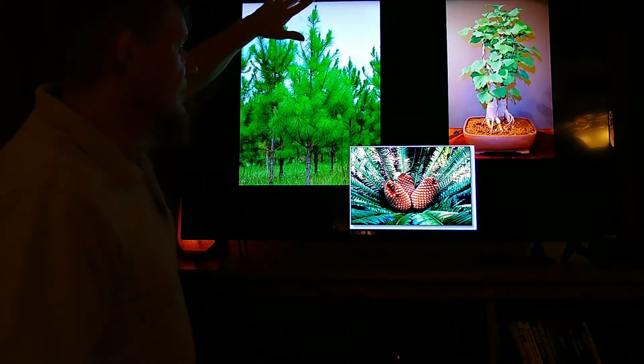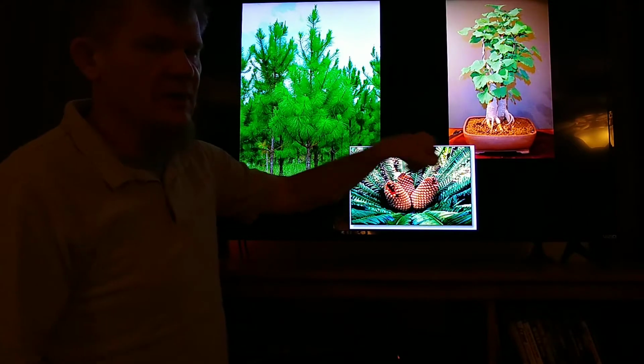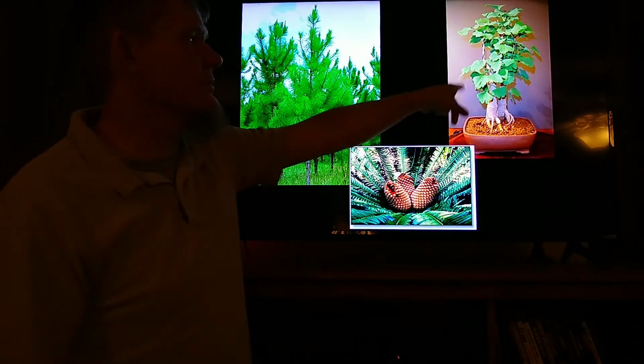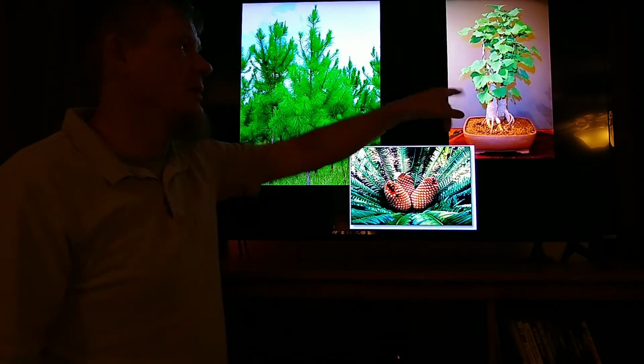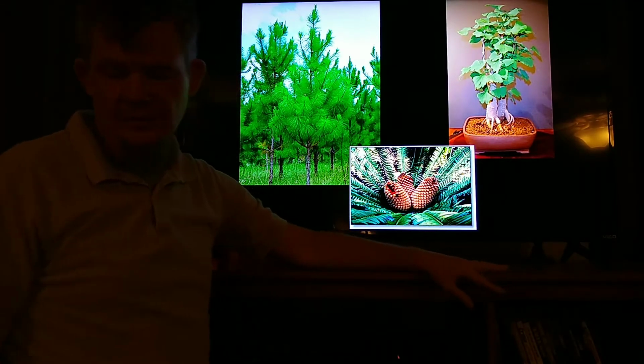This is a conifer. This is a group of plants called a cycad. We'll talk about cycads in just a little bit. And this one over here is called a ginkgo. And we'll talk about ginkgos. Ginkgos are really kind of cool in their own way. Interesting in their own way.